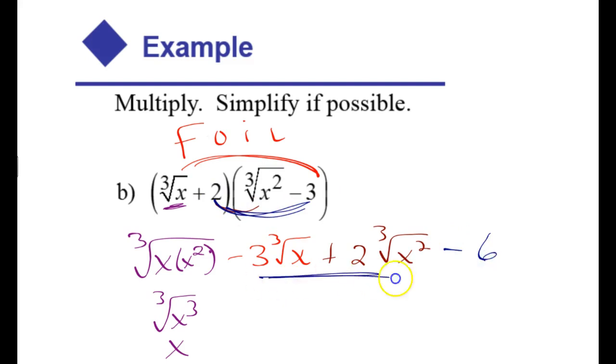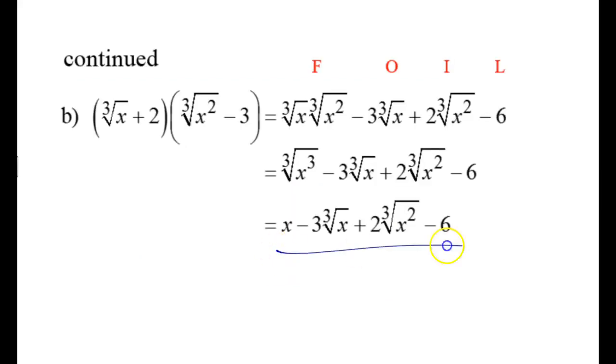And honestly, this looks like it might be able to be combined, but remember, we don't have the same term. This is the cube root of x, and this is the cube root of x squared. You can multiply those terms together, but you cannot add those terms. They have to be identical in order to add them. So I think we're done with this problem. You cannot combine the first, outer, inner, or last.